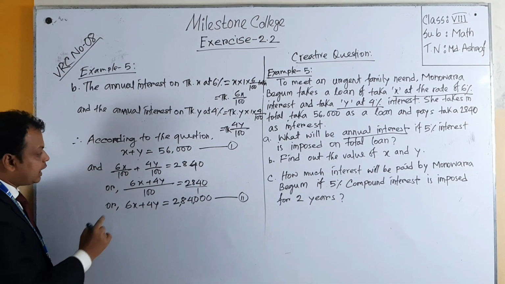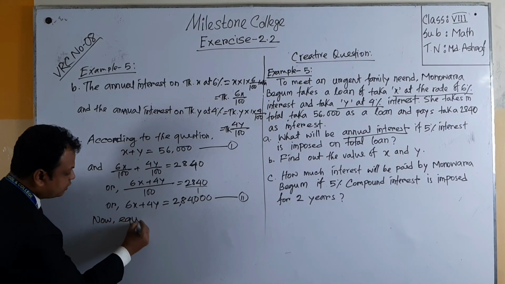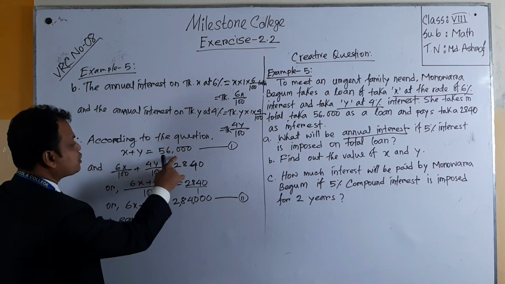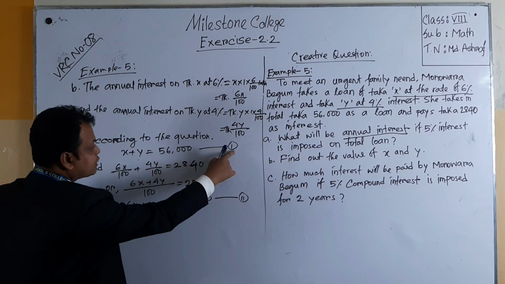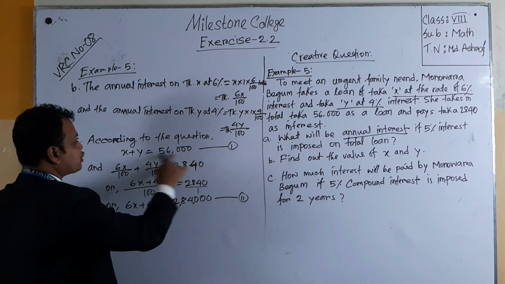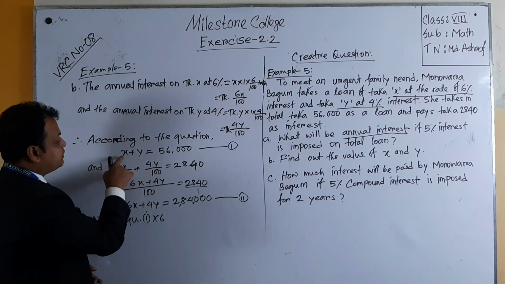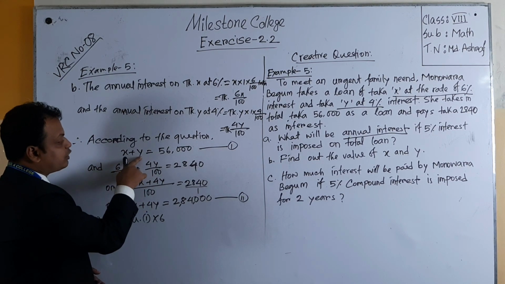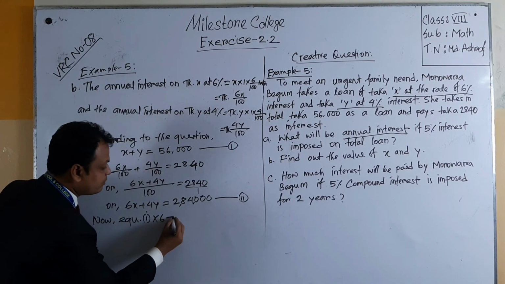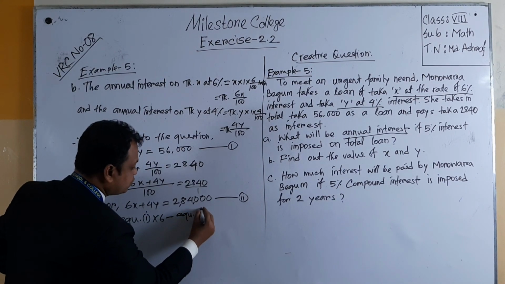Okay, let's see how we will do. Now equation 1, x plus y equals 56,000. This equation 1 we will multiply by 6. We have to multiply x, it's a term, and y, another term, so all the terms will be multiplied by 6. Then we'll subtract equation 2.